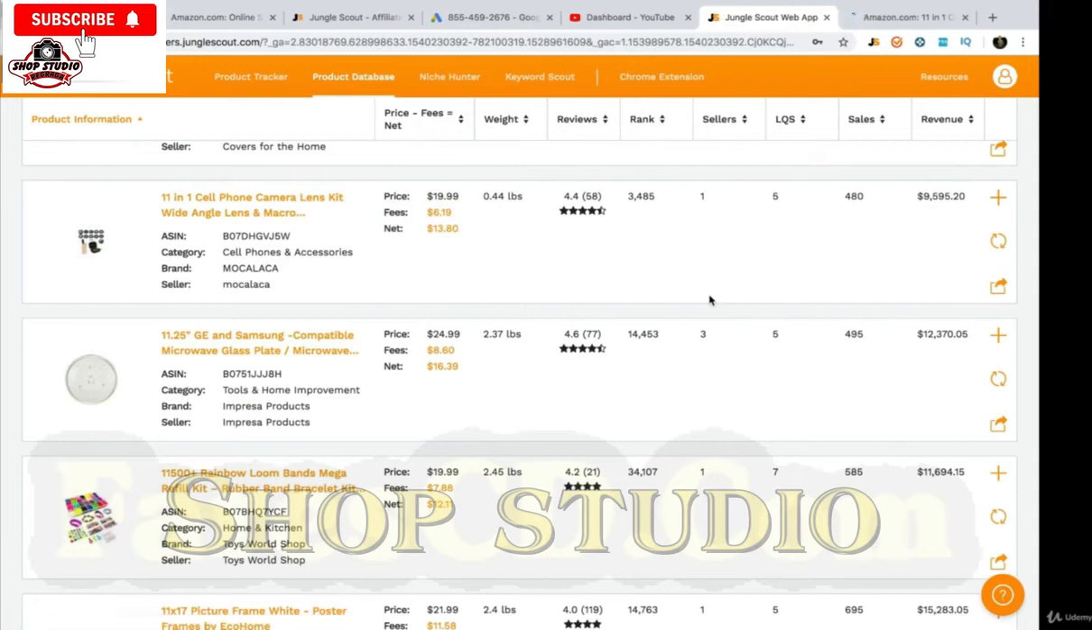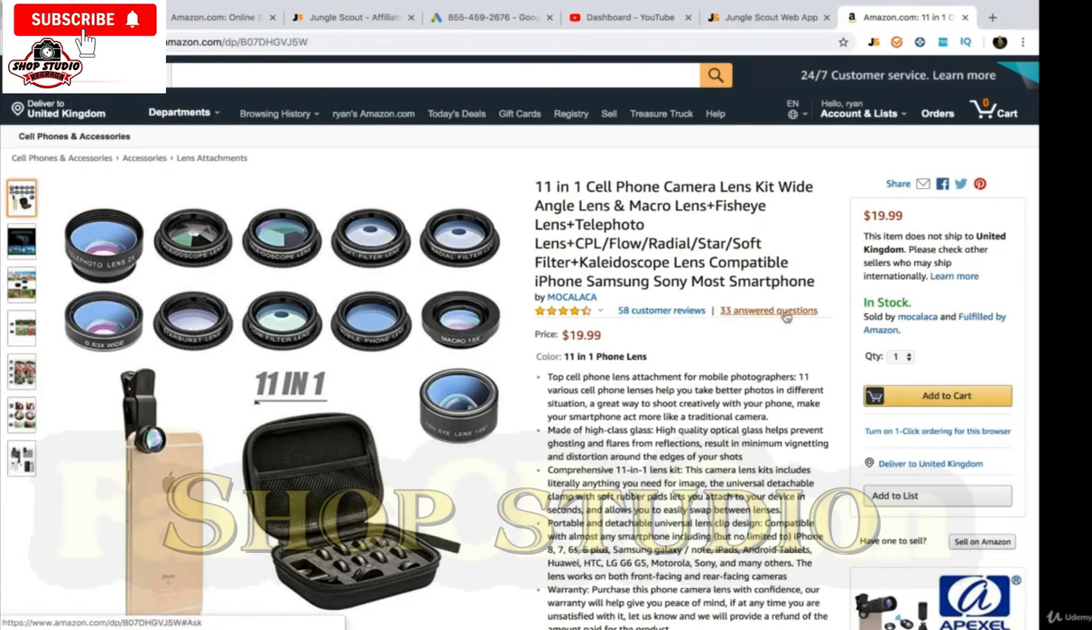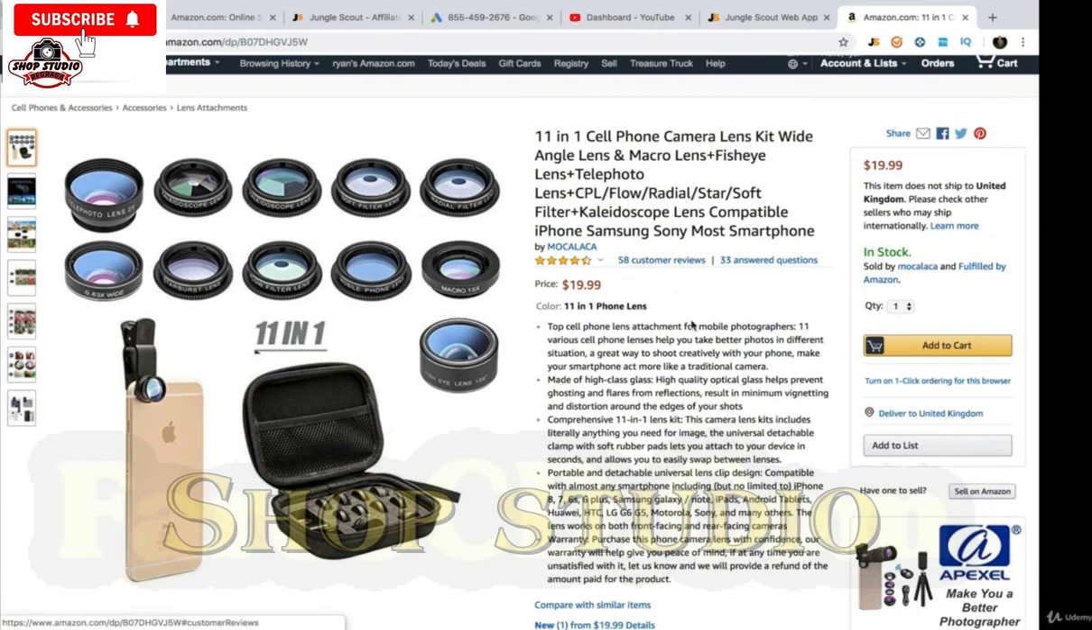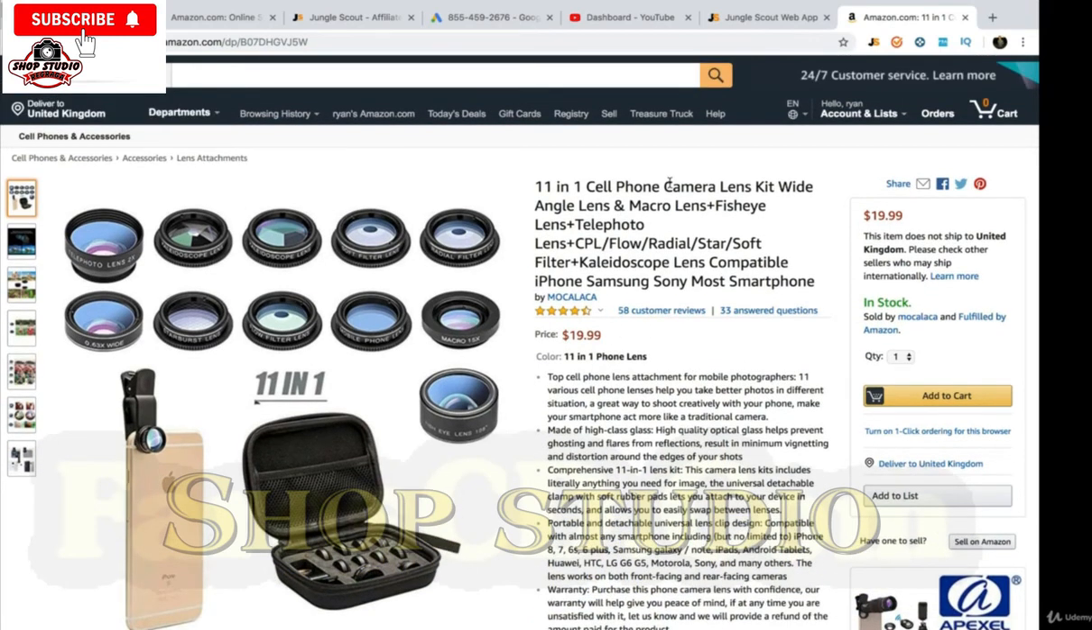Okay, what have we got here? Great price point, great net margins, great because it's very low in weight. The reviews are quite nice. Not that many reviews at all. That's absolutely nothing. So what have we got here? An 11-in-1 cell phone camera kit.